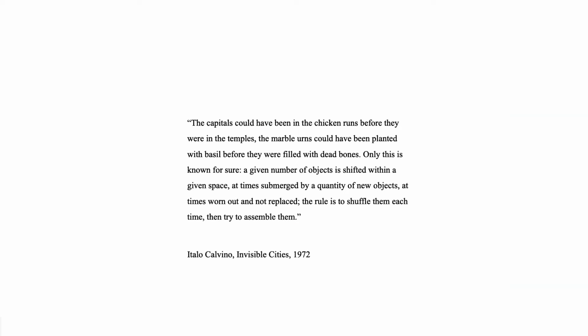In the novel Invisible Cities, Italo Calvino elaborates on a city called Clarice, where the same building elements are continuously rearranged on an urban scale. And he says, the capitals could have been in the chicken runs before they were in the temples. The marble urns could have been planted with basil before they were filled with dead bones. Only this is known for sure. A given number of objects is shifted within a given space, at times submerged by a quantity of new objects, at times worn out and not replaced. The rule is to shuffle them each time and then try to assemble them again.